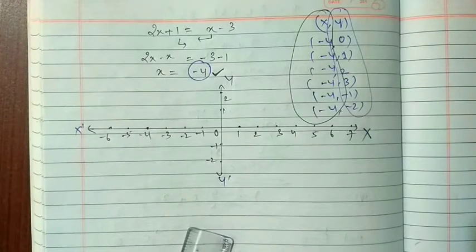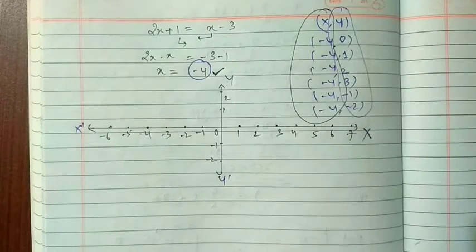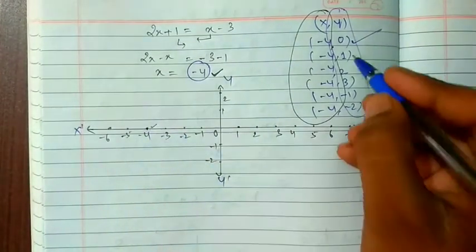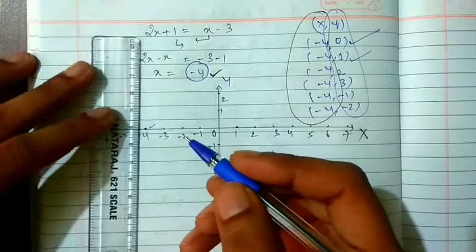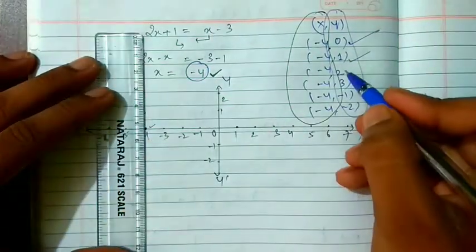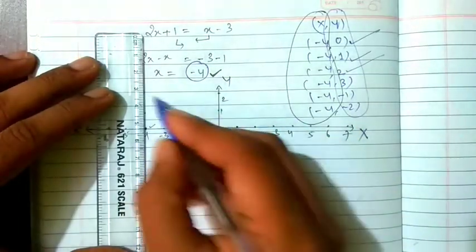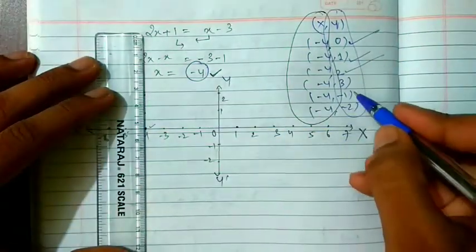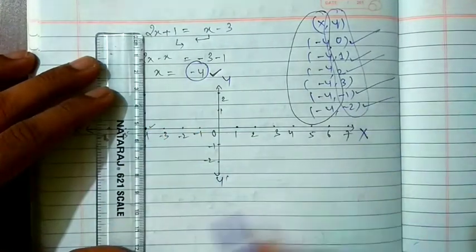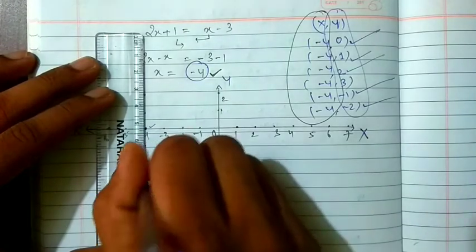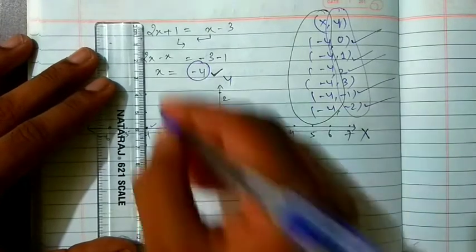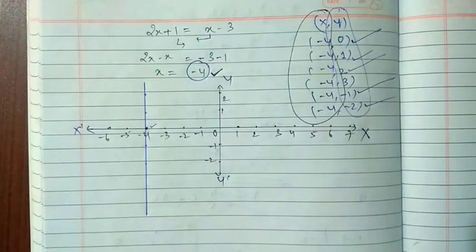Now in this situation, where is the point x is equal to minus 4 comma 0? This is the point. Where is the point minus 4 comma 1? So this is the point. Where is minus 4 comma 2? This is the point. Where is minus 4 comma minus 1? This is the point. Where is minus 4 comma minus 2? This is the point.